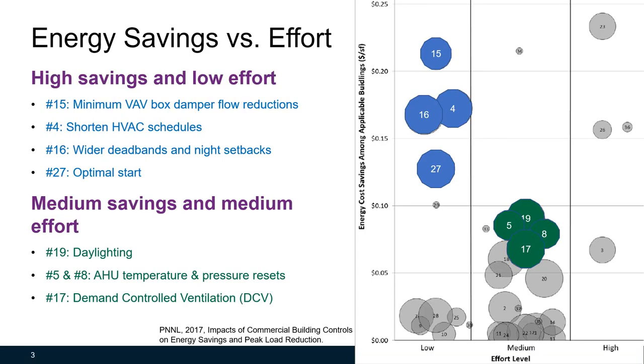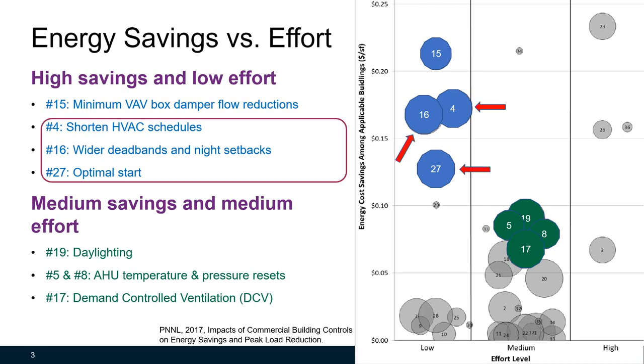We have seen this PNNL study on impacts of commercial building controls on energy savings and peak load reduction. In this graph, it shows the high savings and low effort advanced control strategies and some of the medium savings and medium effort control strategies. In this session, we're going to focus in on number 4, shortened HVAC schedules, number 16, wider dead bands and night setbacks, and number 27, optimal start.